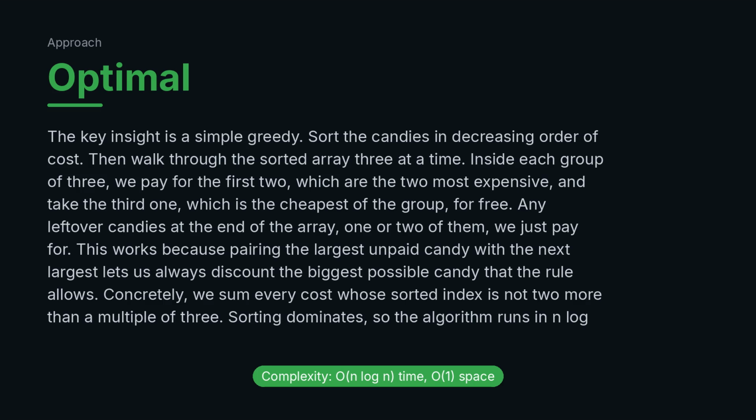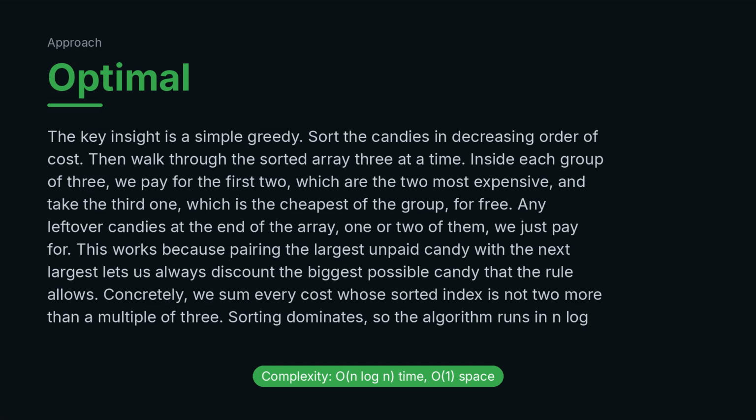The key insight is a simple greedy. Sort the candies in decreasing order of cost. Then walk through the sorted array 3 at a time. Inside each group of 3, we pay for the first 2, which are the 2 most expensive, and take the third one, which is the cheapest of the group, for free. Any leftover candies at the end of the array, 1 or 2 of them, we just pay for.